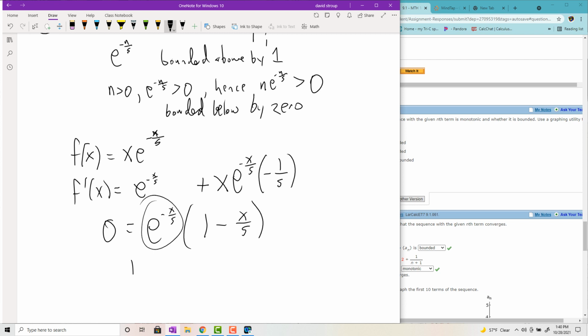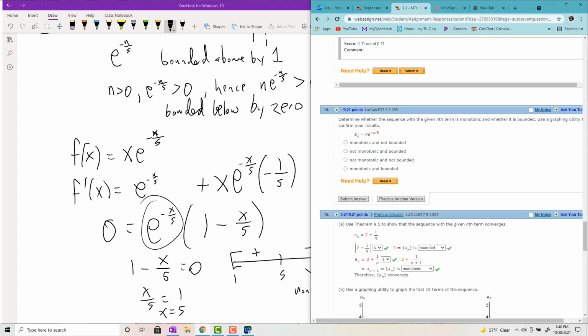This thing is always positive, so it'll never equal 0, but the other guy will. So solve that for x. So x is equal to 5. So we only care from 1 to infinity. At 5, what's happening, this derivative is going from, let's see, how's it behaving? If it was like 2, this would be positive, and then this would be negative. So it's non-increasing. So it is monotonic, and monotonic and bounded.